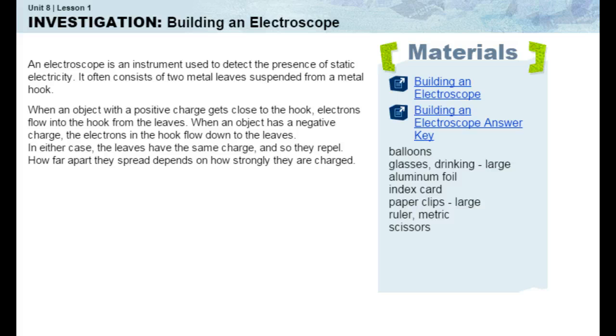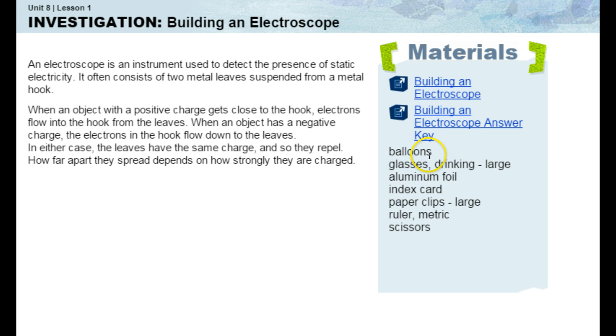This is your great chance. This is a fun activity, and I'll be showing you in class today how to do it. An electroscope is an instrument used to detect the presence of static electricity. It often consists of two metal leaves suspended from a metal hook. You really don't need much to build this.